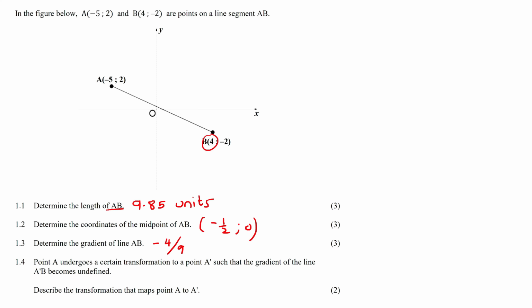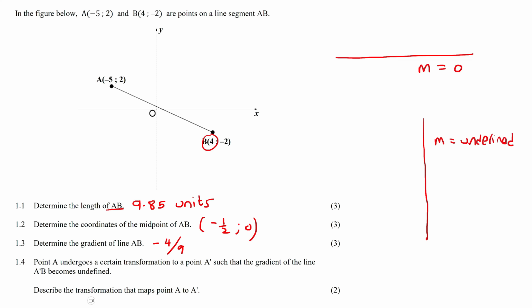And wherever it moves to, it's going to become A with a little line. They said that it's going to move to such a place that the gradient of the new A to B will become undefined. What is undefined? When you have a line that is horizontal, we say that the gradient is 0. But when you have a line that is completely vertical, we call this undefined.